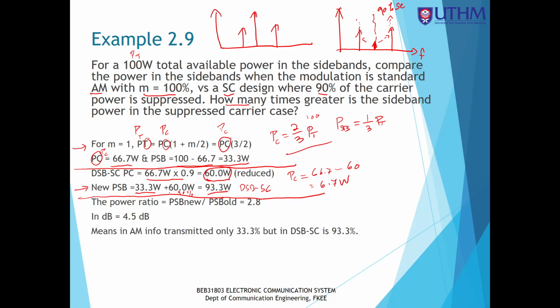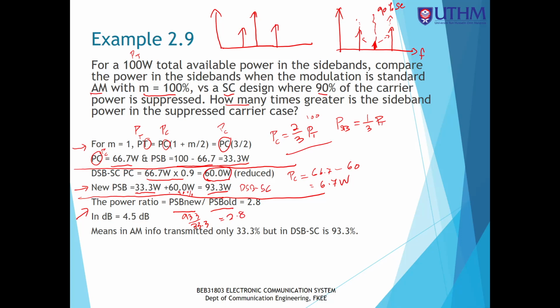It asks how many times greater is the new sideband? Berapa kali ganda lebih besar sideband power pada suppressed carrier compared to the full carrier? In order to compare, we need to divide the power into a ratio. So power sideband new divided by power sideband old. So 93.3, the new power sideband, divided by 33.3. So you get 2.8.